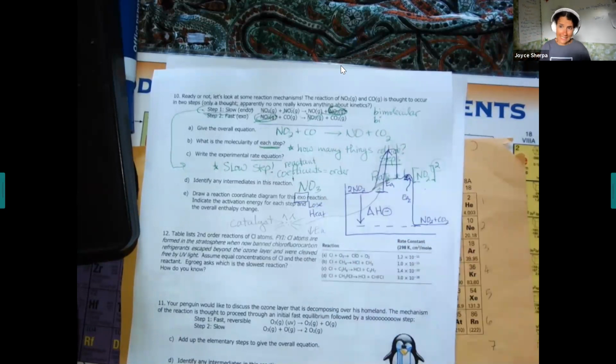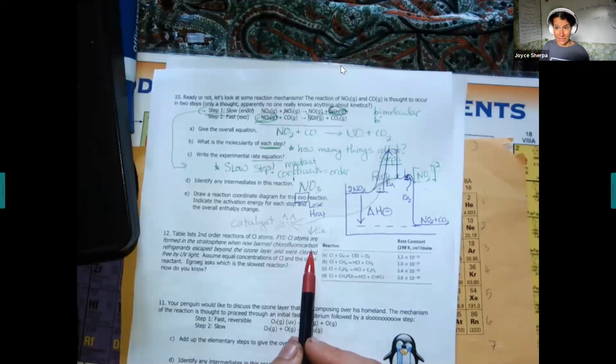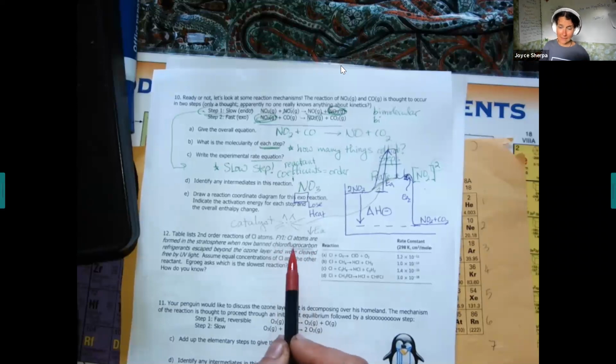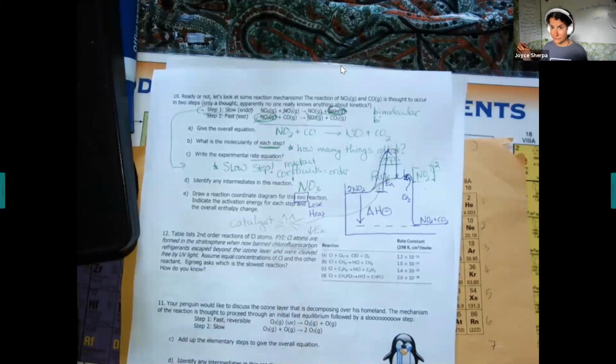All right, number 12 is, again, just another way of asking the question. And chlorofluorocarbons were a huge problem. They're still up there in the atmosphere, so they're an amazing refrigerant. And they are a gas, so they float up, and once they get above the ozone layer, the UV light. So the ozone layer is protecting us from UV light.